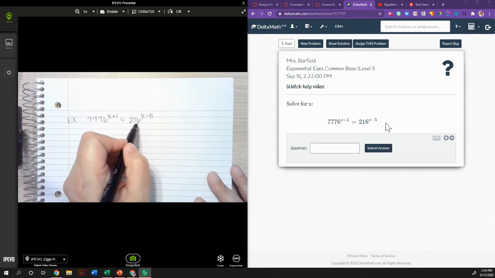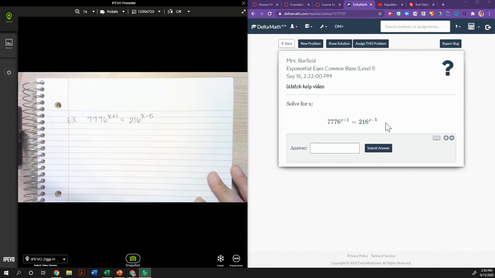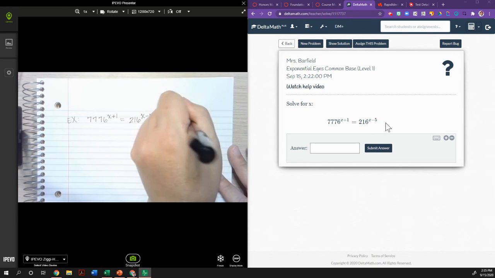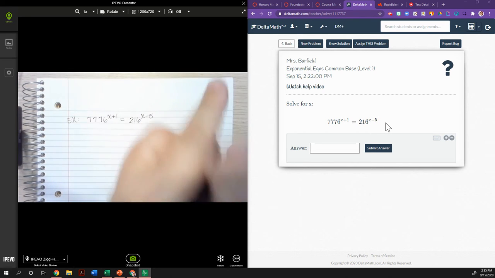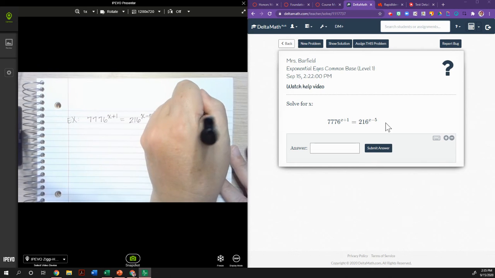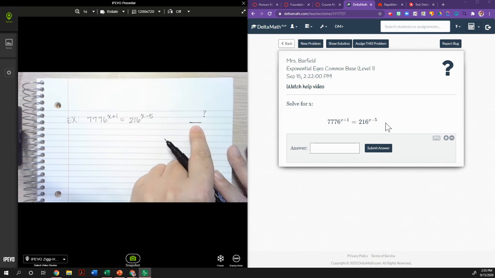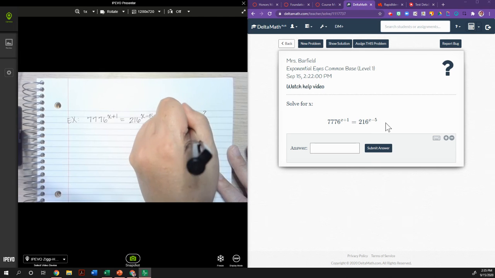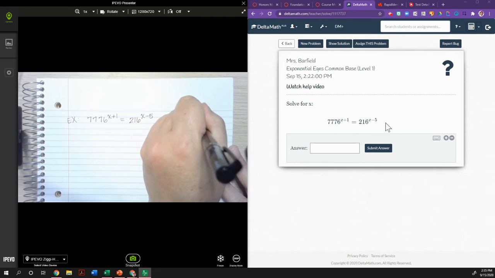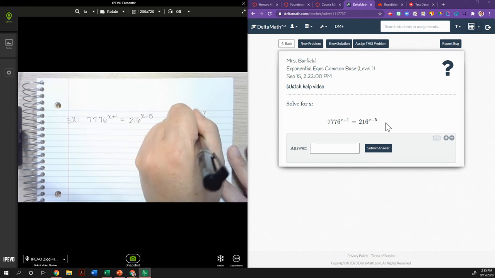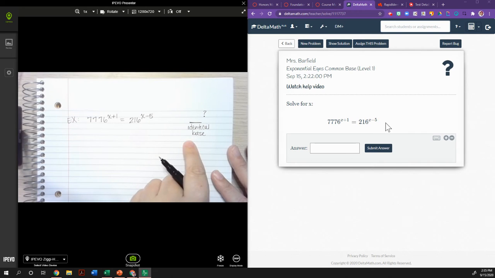I need to take 7,776 and 216, and I need to change them to have the same base. So in terms of the value here, the base, and then I have a value in the exponent, I need that base to be identical. The exponent can be different, but I need the base to be identical, because when that happens, I'm allowed to do something to help myself solve.